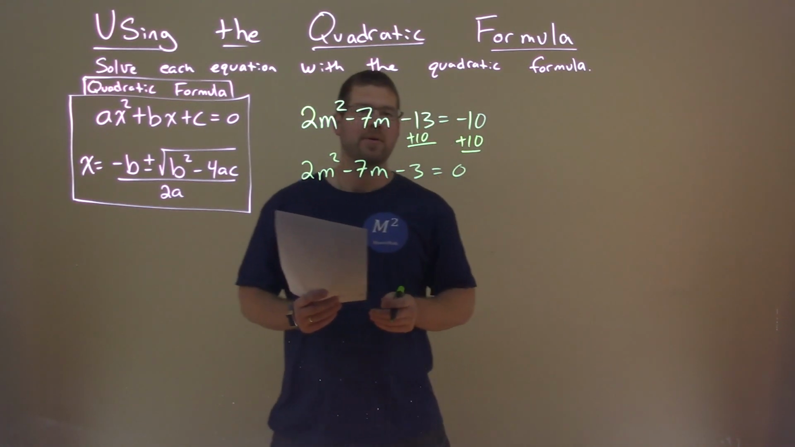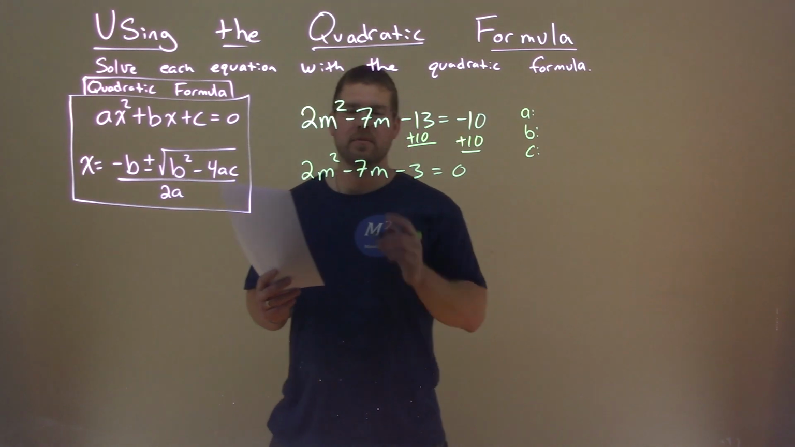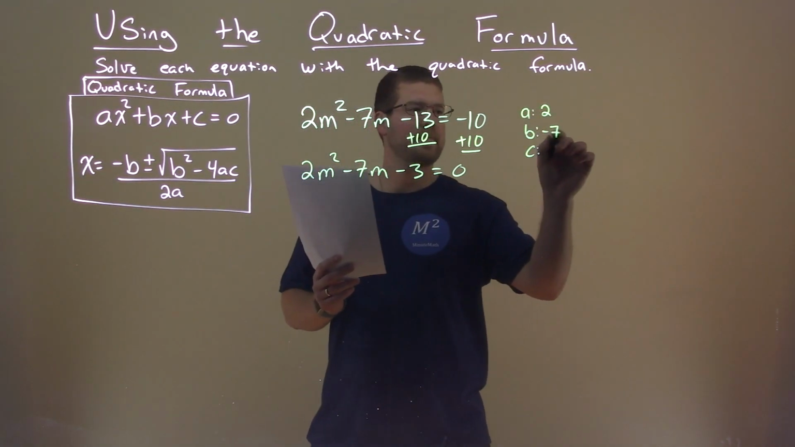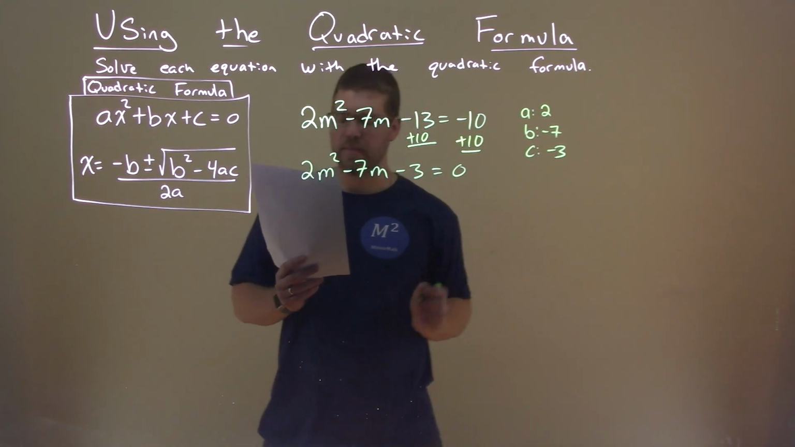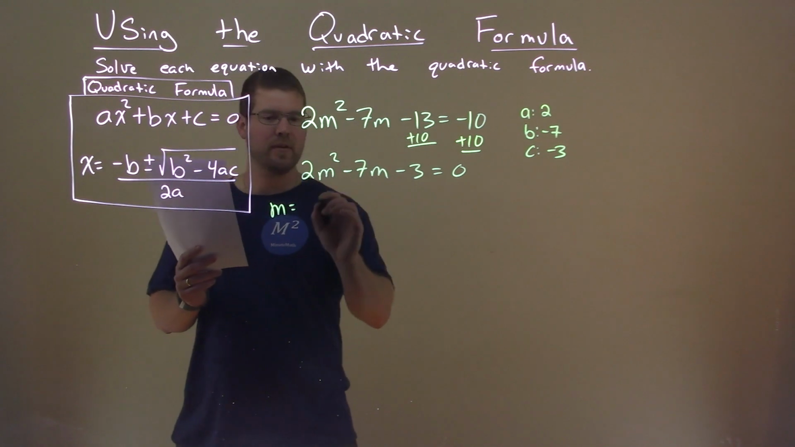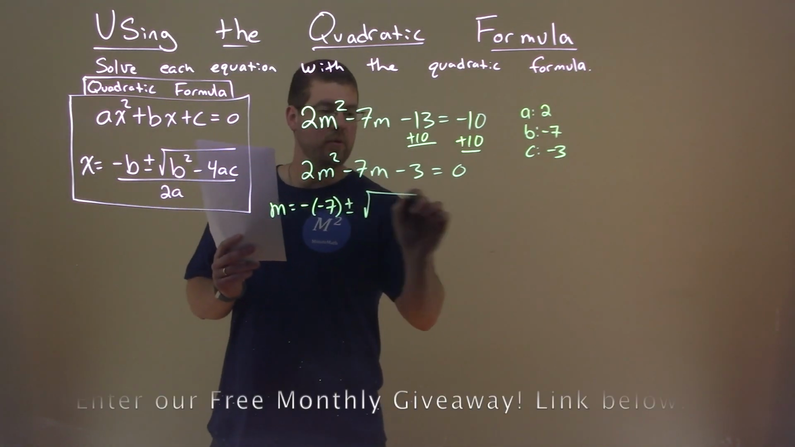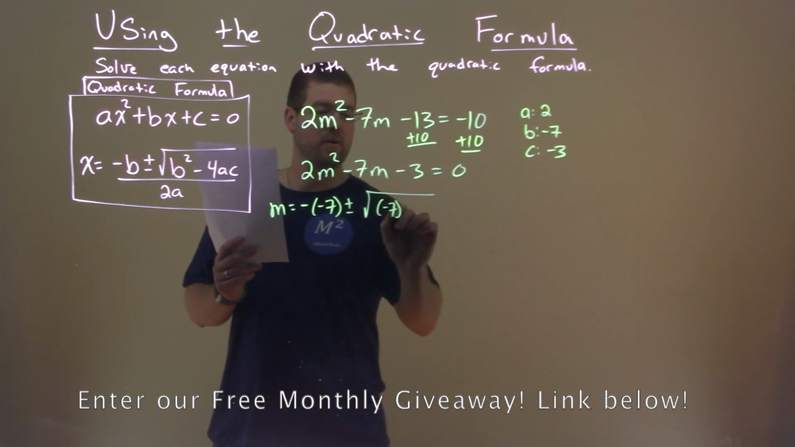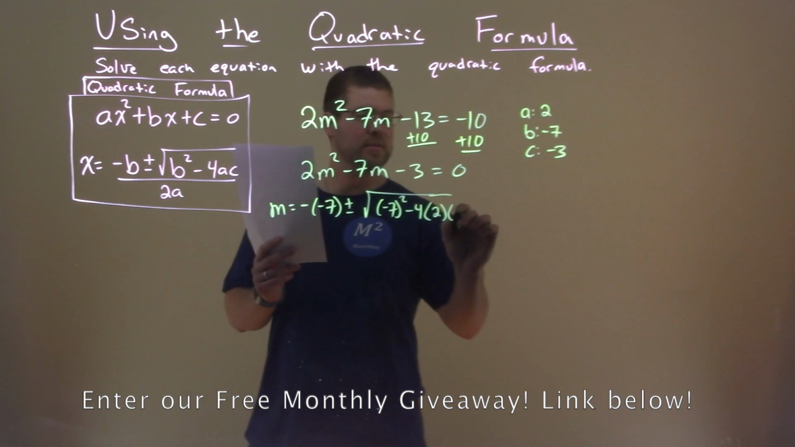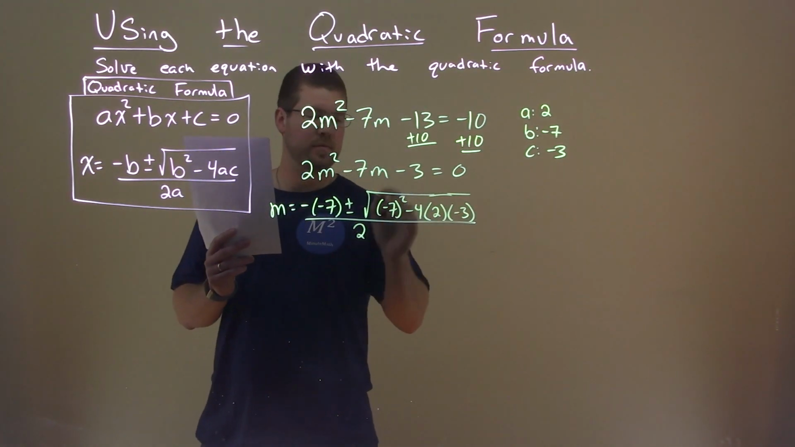And with that now, we can find our a value, our b value, and our c value for the quadratic formula. A is 2, b is negative 7, and c is negative 3. So now let's use the quadratic formula here. m equals negative b, so negative negative 7, plus or minus the square root of negative 7 squared minus 4 times a, which is 2, times c, which is negative 3, all over 2 times a, which is 2.